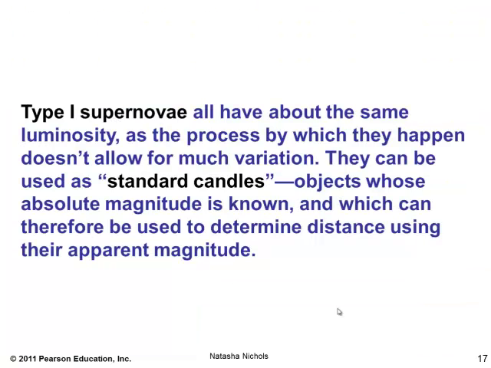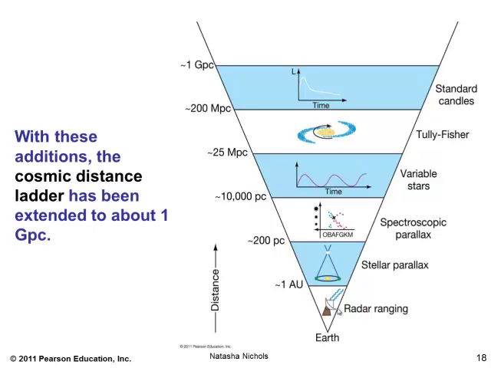Type 1 supernovae all have about the same luminosity, as the process by which they happen doesn't allow for much variation. So they can also be used as standard candles. Standard candles are objects whose absolute magnitude is known and which can therefore be used to determine distance using their apparent magnitude. With these additions, the cosmic distance ladder has been extended to about 1 gigaparsec, that is 1 billion parsecs.